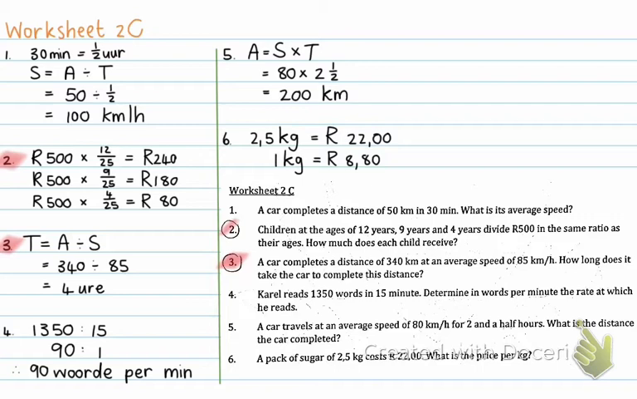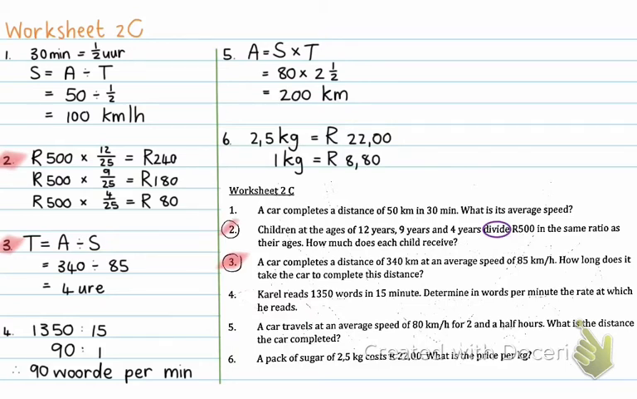At question 2, they tell us that children at the ages of 12 years, 9 years, and 4 years divide. There's your keyword. Divide 500 Rand in the same ratio as their ages. So the ratio will then be 12 to 9 to 4, and we have to divide that 500 Rand in the ratio 12 to 9 to 4 between those 3 children. Okay? And then they ask us, how much does each child receive?